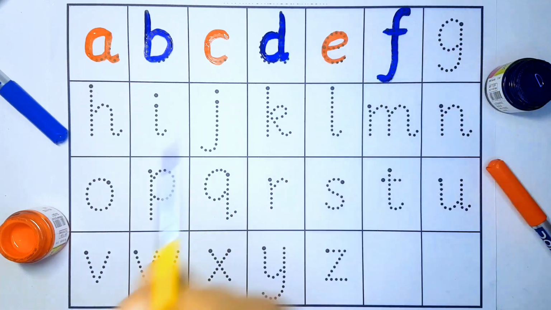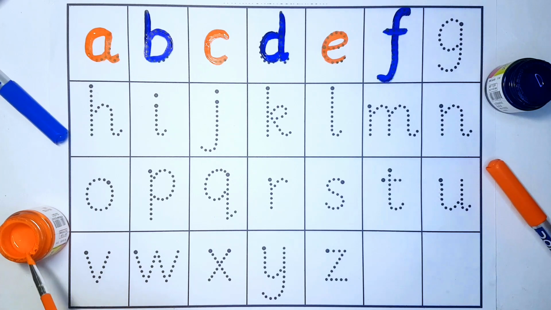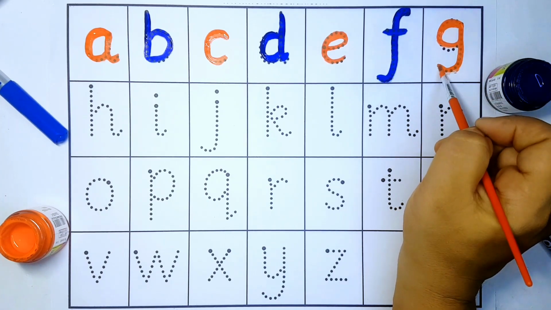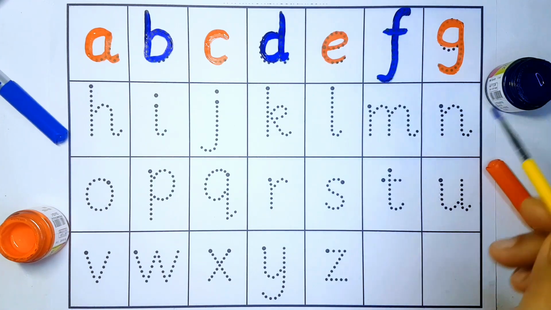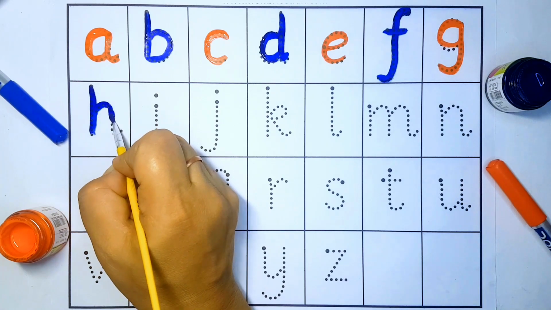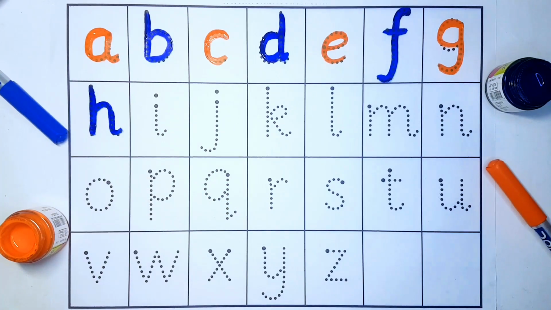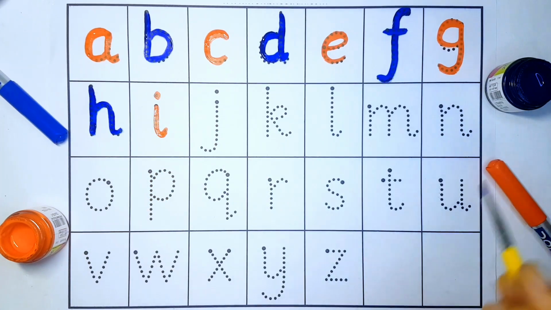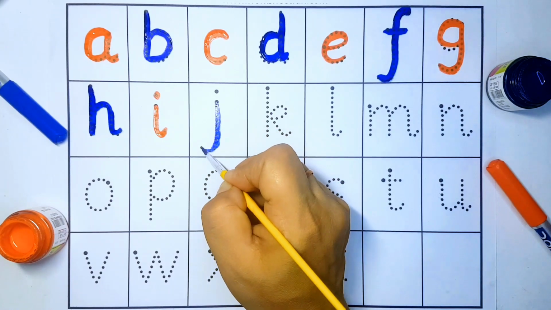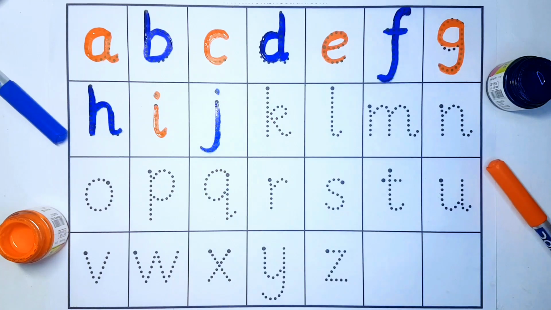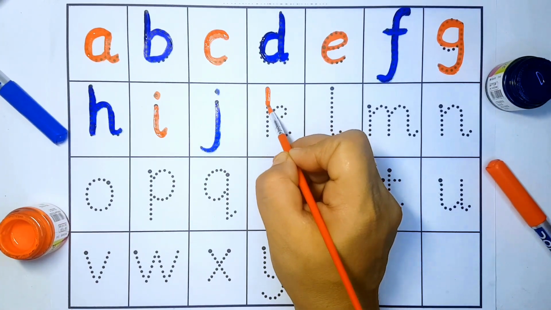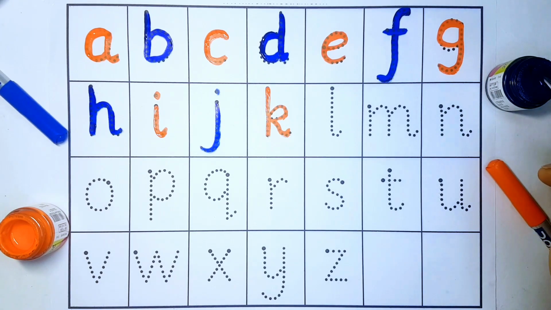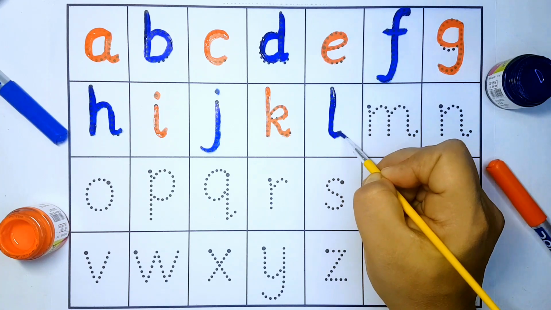F for fish. G. G for guitar. H. H for hen. I. I for ice cream. J. J for juice. K. K for kite. L. L for lion.